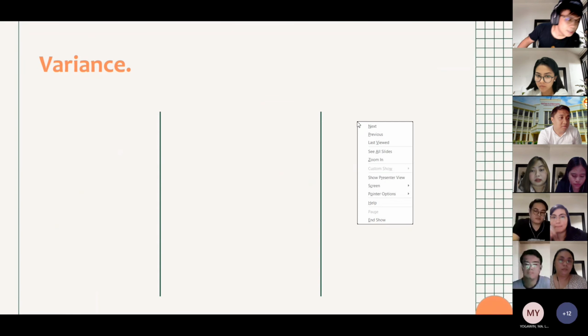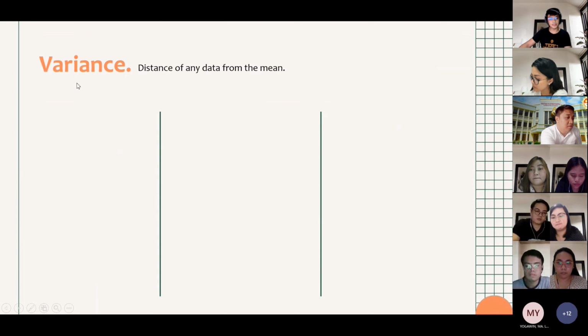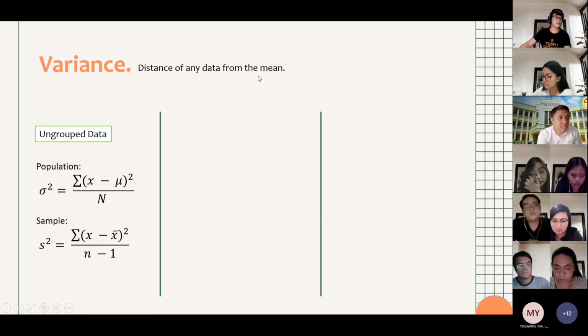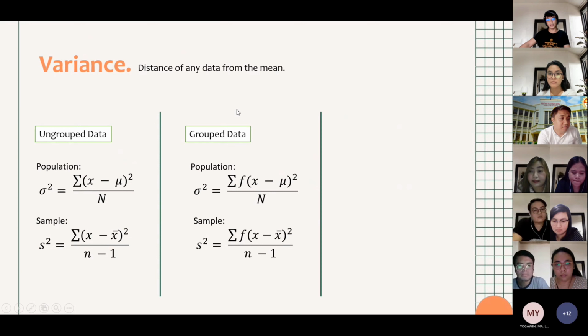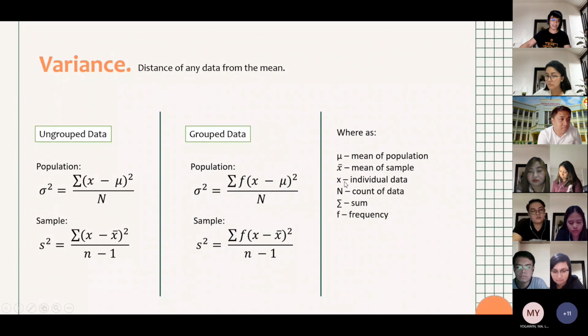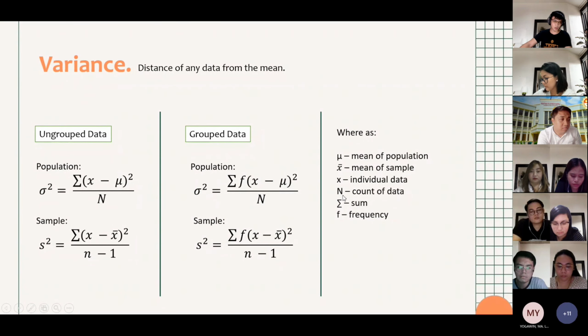Okay. So next is the variance. What is the variance? Variance is the distance of any data from the mean. So we have here the formula for ungrouped data, and we also have the formula for grouped data, whereas the mu is the mean of population, x bar is the mean of sample, x is the individual data, n is the count of data, and then this one is the summation or sum. Then f is the frequency. But na-focus muna tayo sa ungrouped data para mas maintindihan natin, okay?